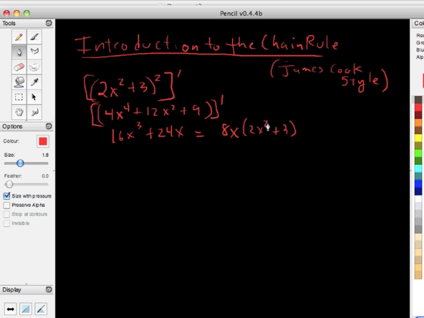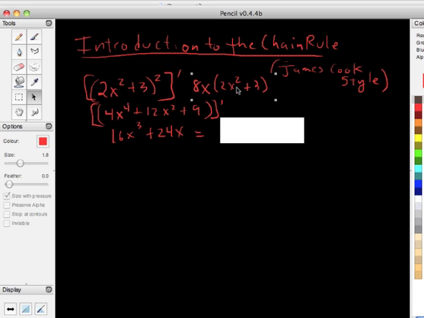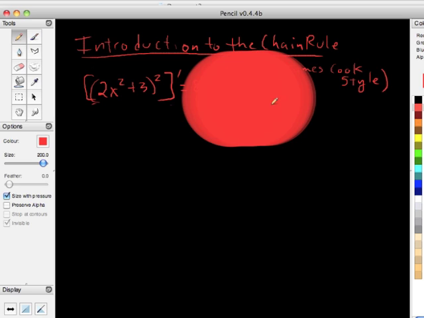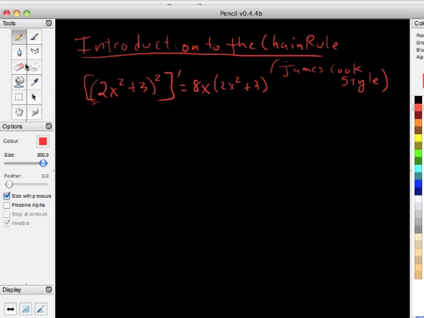So let me take this result we have right here and put it up here, and I'll put an equal sign. So this is kind of interesting, right? We just took the derivative of (2x squared plus 3) squared, and we have this 8x, and we still have this 2x squared plus 3 term.